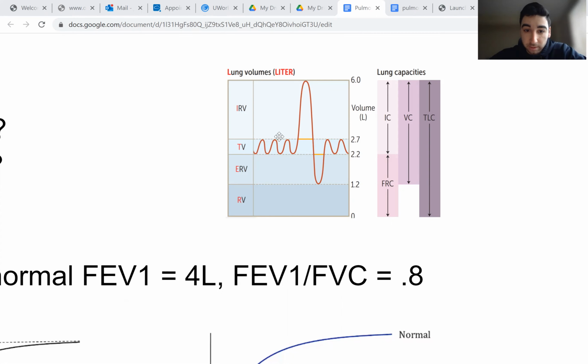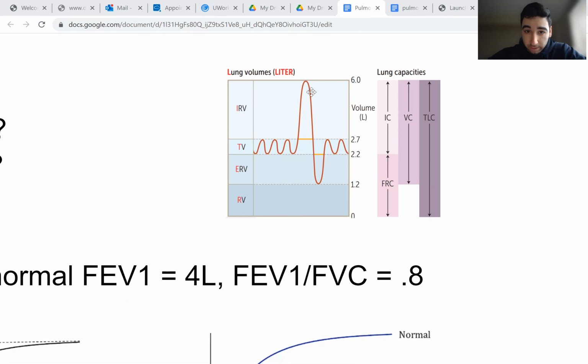And here we see the tidal volume. So this is a person's breathing at rest, just quiet breathing, which oscillates from about 2.2 to 2.7 liters of volume in the lung. And then if they take a deep breath in, this volume can increase to about 6 liters. And when they breathe out really quickly, it can decrease all the way down to 1.2 liters. And then you can breathe in again and go to your tidal volume here.